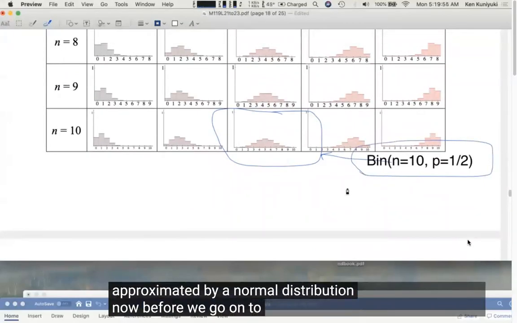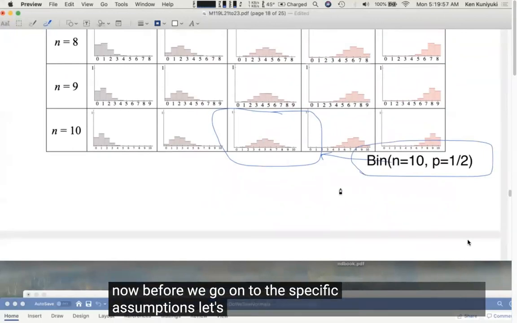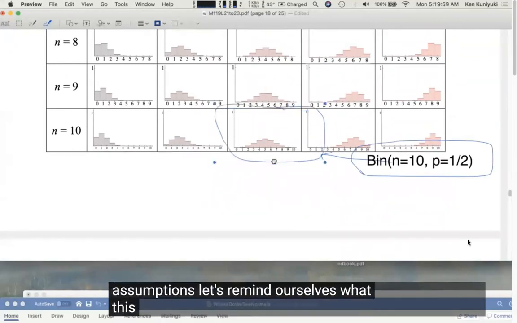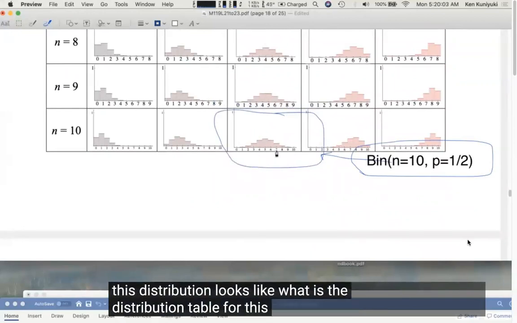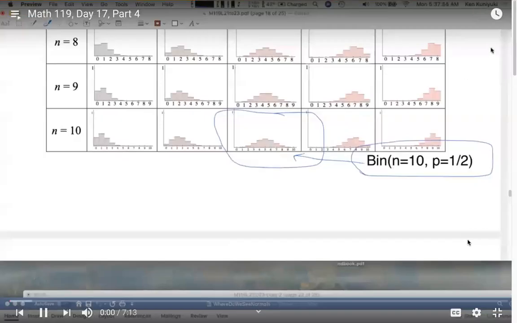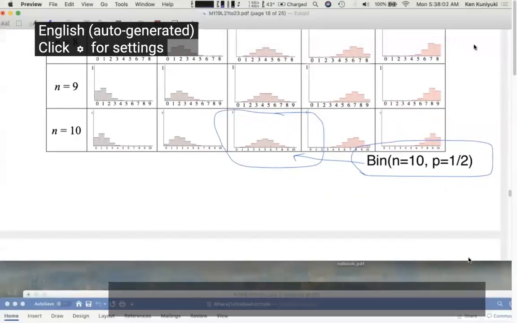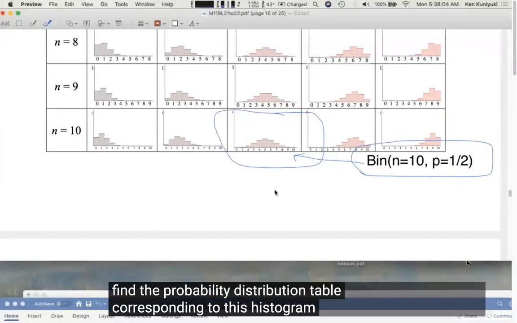Now, before we go on to the specific assumptions, let's remind ourselves what this distribution looks like. What is the distribution table for this histogram? Hi, everyone. We're going to use Excel. Yeah, I think I made a quick cut there. So I'm going to an Excel example here to find the probability distribution table corresponding to this histogram.